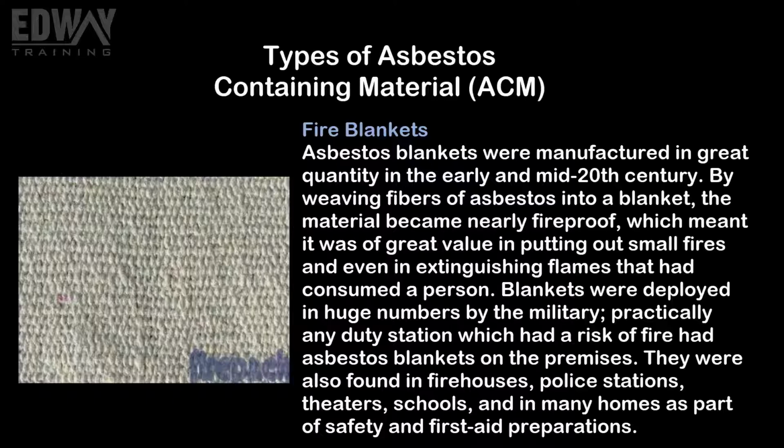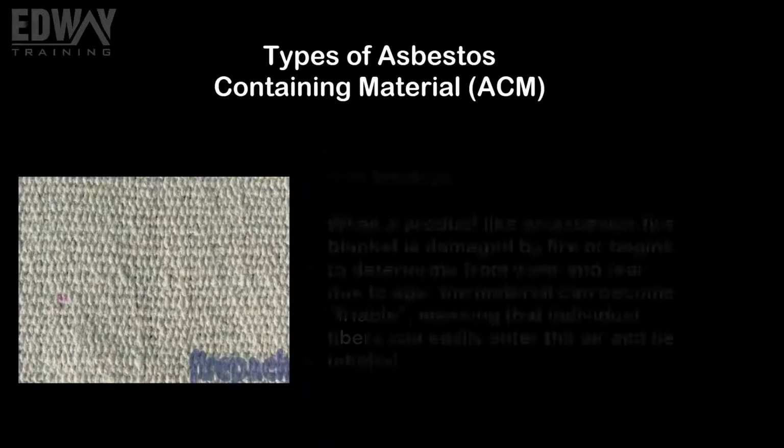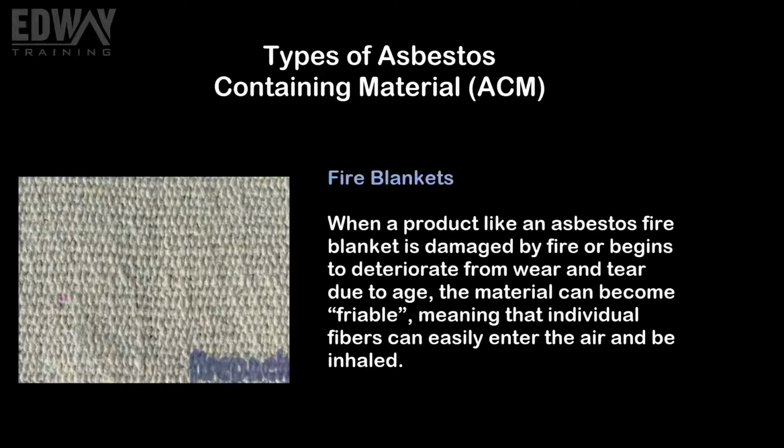Blankets were deployed in huge numbers by the military. Practically any duty station which had the risk of fire had asbestos blankets on the premises. They're also found in firehouses, police stations, theatres, schools, and in many homes as part of safety and first aid preparations. When a product like an asbestos fire blanket is damaged by fire or begins to deteriorate from wear and tear due to age, the material can become friable, meaning that individual fibres can easily enter the air and be inhaled.